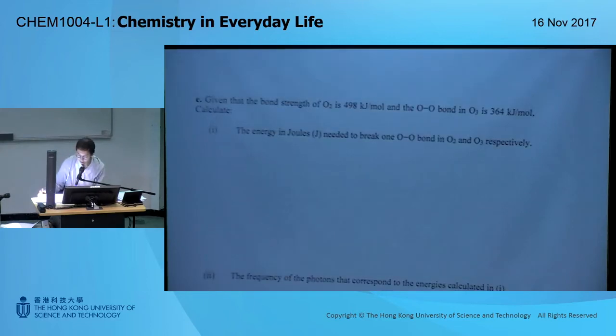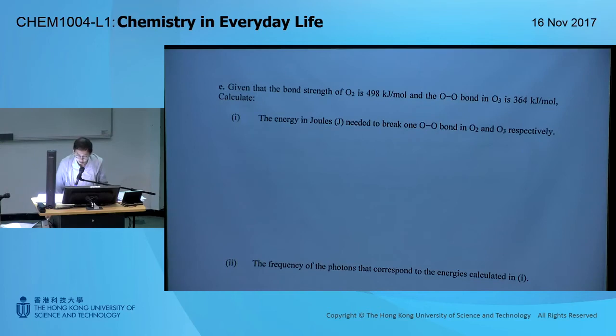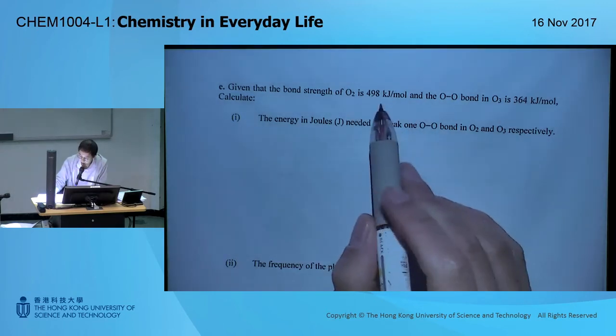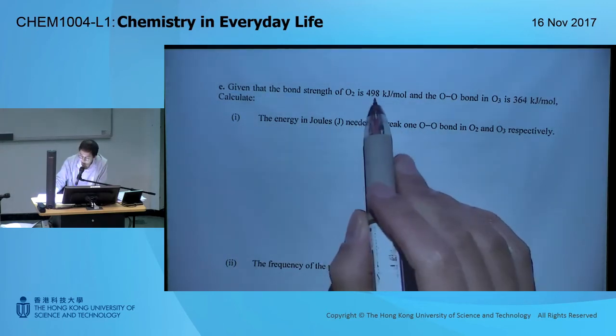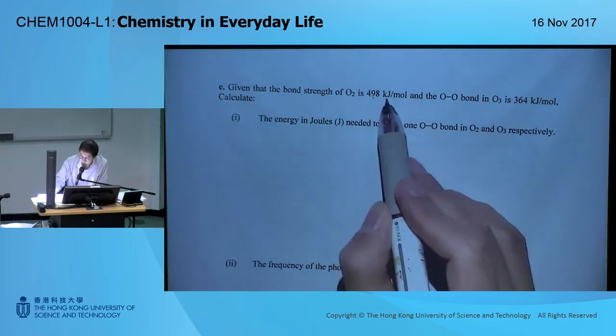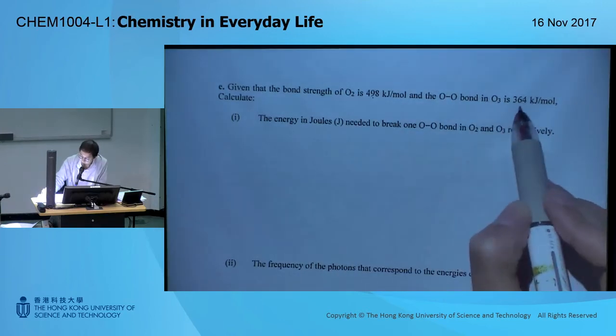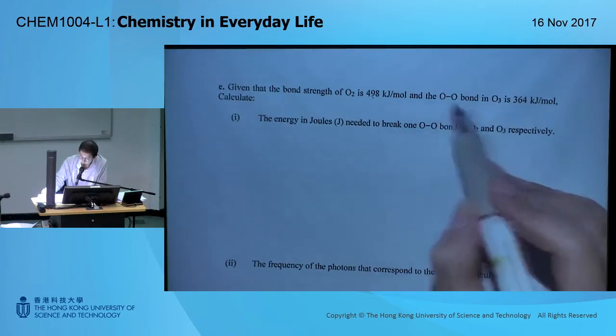Okay, just 3 calculations and we're done. So this is to do with some bond strength calculations and light energy. The first one is about the energy needed to break the O–O bond in O2 and O3. It's told to you that the bond strength of O2 is 498 kilojoules per mole, which means it takes this amount of energy to break 1 mole of the O–O bond in O2, and 364 for the O–O bond in O3.